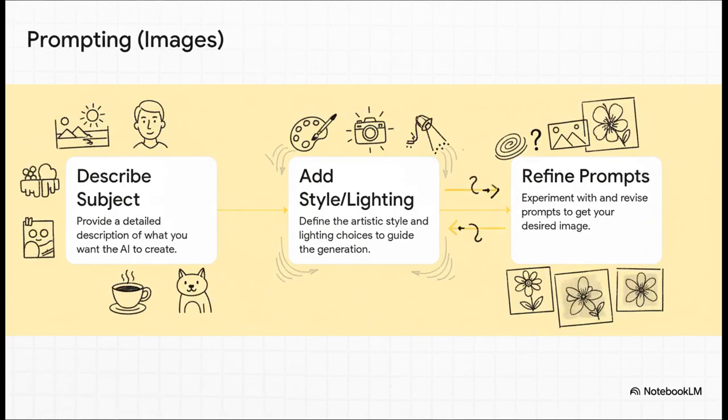And guess what? The exact same logic applies when you're creating images with Emu. First, describe your subject with lots of detail. A car is okay, but a classic red convertible driving on a coastal road at sunset is way, way better. Then add words about the style and the lighting.